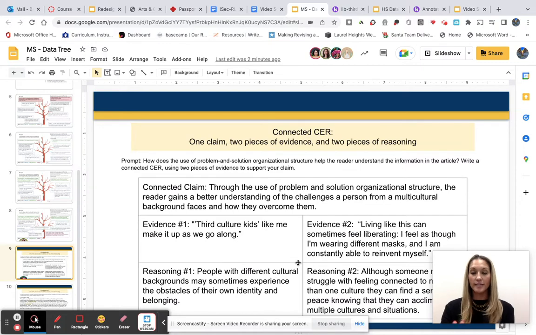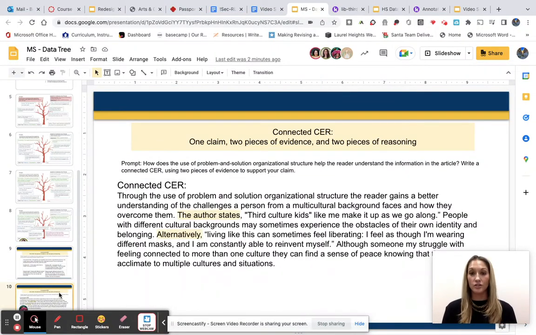So as you can see here, this frame makes me put my connected claim, my 2 pieces of evidence, and my 2 reasoning in a frame that I can then develop into a paragraph. For middle school students, we really want to be clear about connecting these pieces of evidence and reasoning using transitions, and those I've highlighted here in yellow so that it reads as a paragraph, and I'll read it.